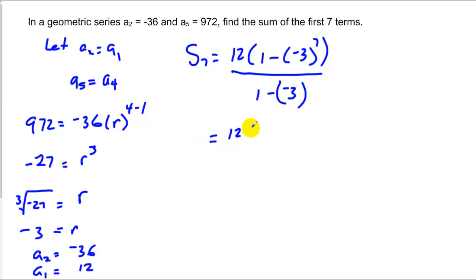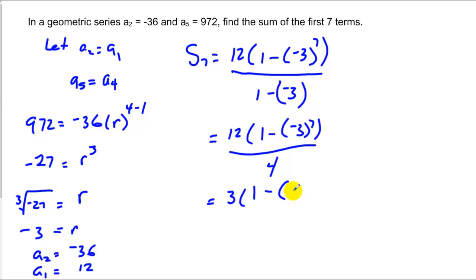So again, I've got 12 times 1 minus -3 to the 7th over 4. 12 and 4 will reduce to a 3. And then we've got, once again, a plug and chug. And I end up with the sum of the first 7 terms equaling 6,564.